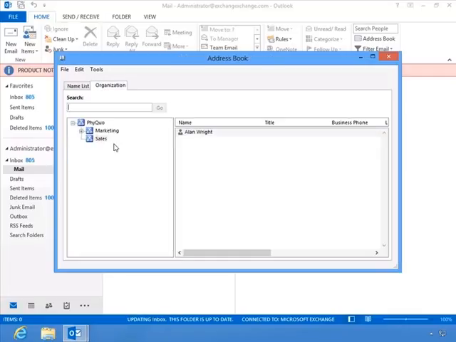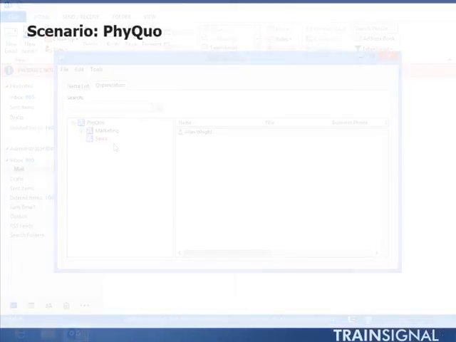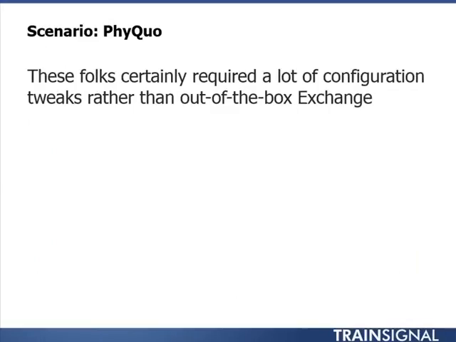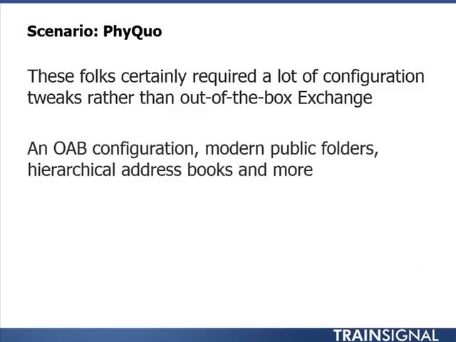All right, so now let's jump back over to our slides, and let's finish up our discussion of the scenario with FIQuo, and we'll also review the list of additional research links. All right, so for our company FIQuo, these folks certainly required a lot of configuration tweaks rather than out-of-the-box Exchange. And so what do we mean by that? Well, as we discussed in this lesson, based upon their needs, we had to establish a new offline address book configuration for them. We had to work through modern public folders, and we designed for them the ability to place them in multiple locations. So things like that take time, and it's certainly not out-of-the-box Exchange.